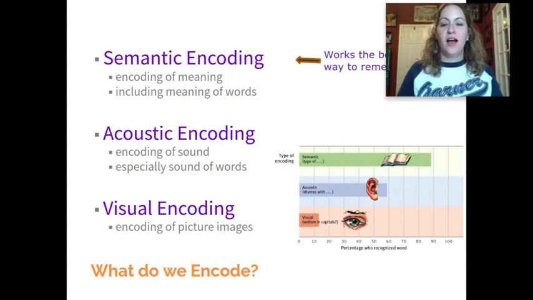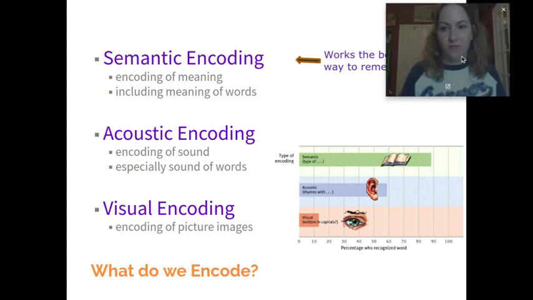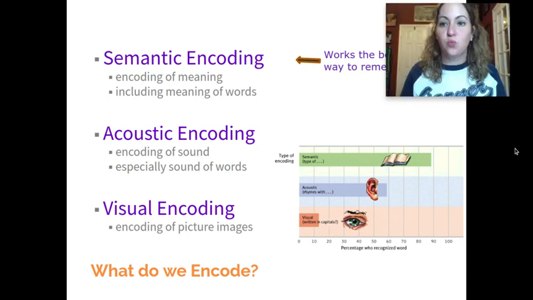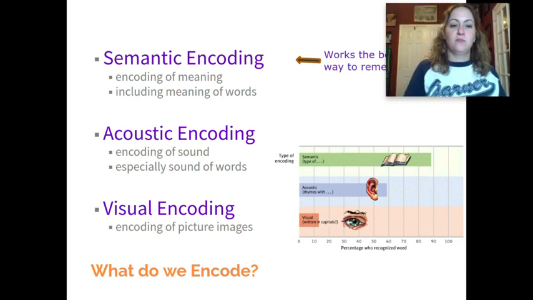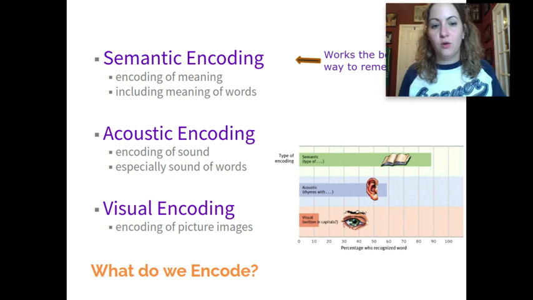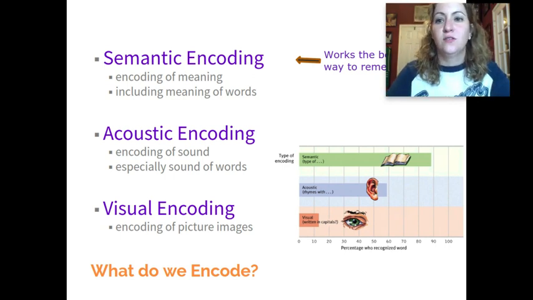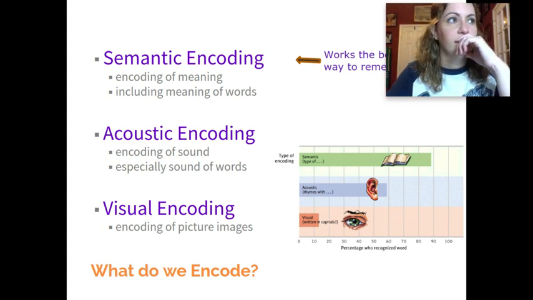Okay, so how do you get things into your brain? If you're trying to study, what's the best way to study? So there's semantic encoding, acoustic encoding, and visual encoding. So semantic encoding is focusing on the meaning behind things.